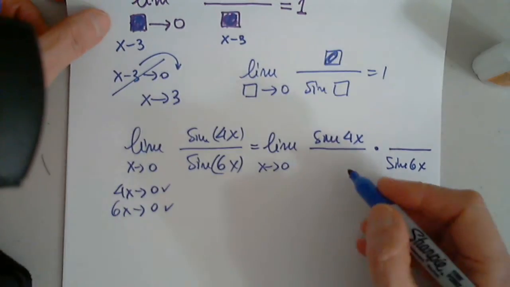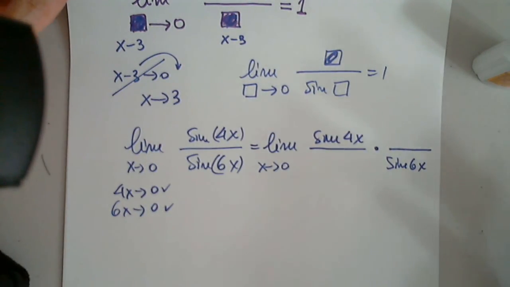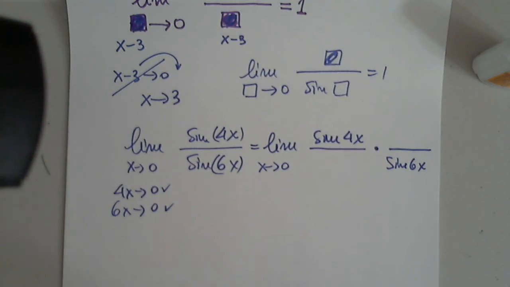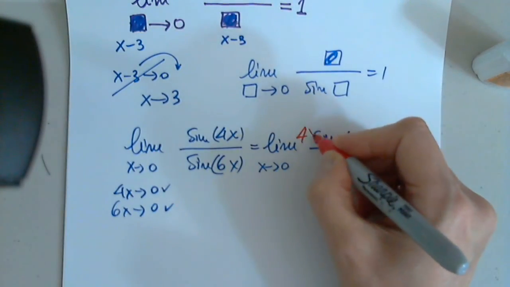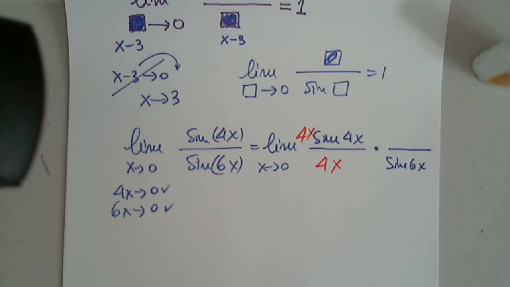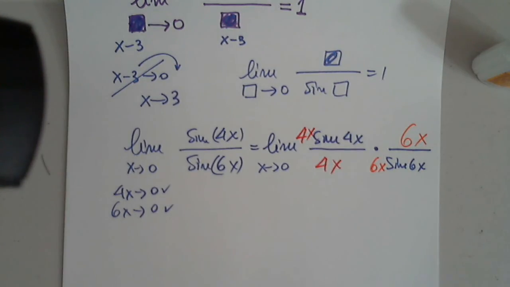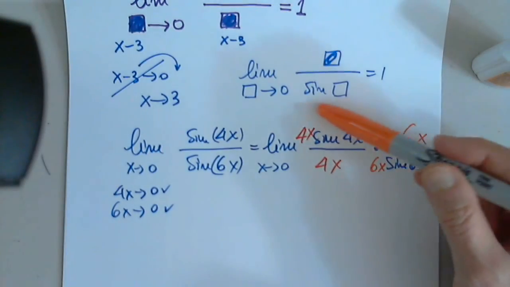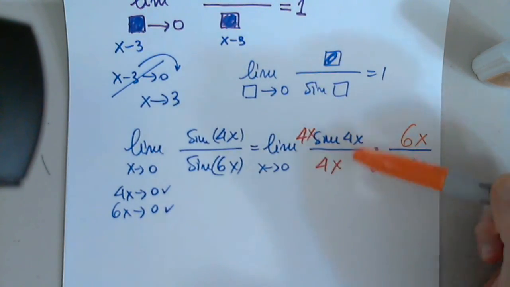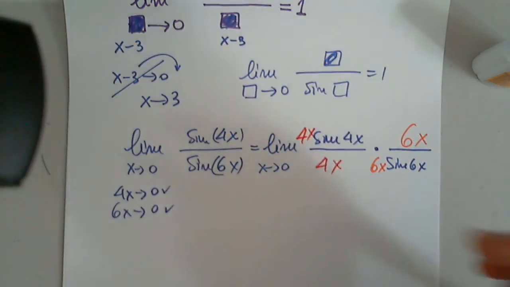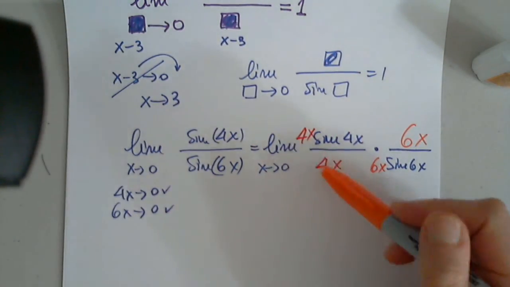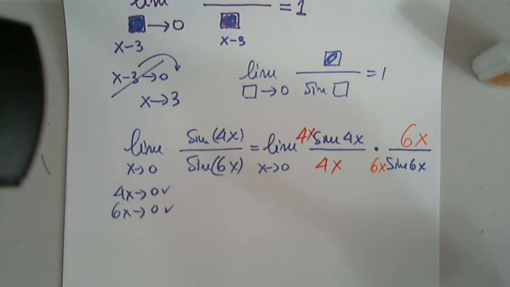And you can say, okay, this is 1 and this is 1, so what did you do? Nothing. True. But here's what I'm going to do now. So what I did, I multiplied this fraction, top and bottom, by 4x. Nothing changed because 4x over 4x is 1. What about 6x over 6x? Still 1. But now I have what I want.